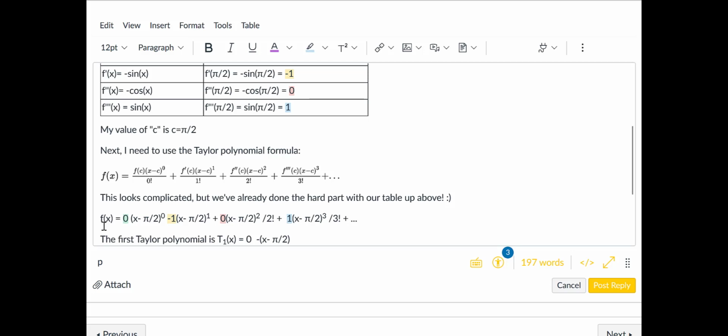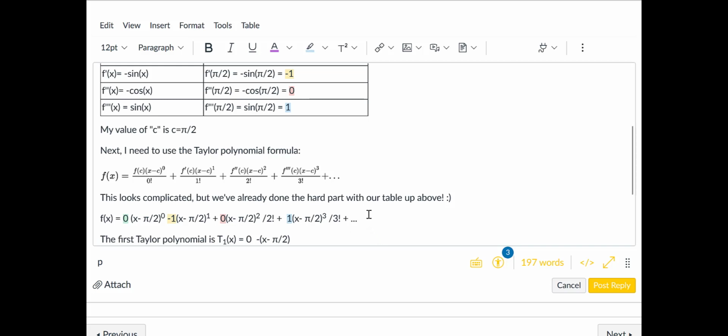So for example, for our function, that first constant is just going to be a 0. So that wipes out that first term entirely. And then the next constant we found was a negative 1, so I'll put that in, and then x minus pi over 2 to the first power. And you keep on going, just plugging in your constants. So nothing too bad so far.